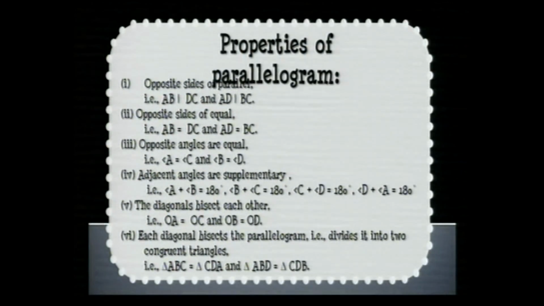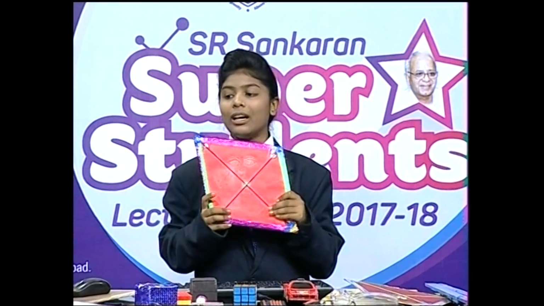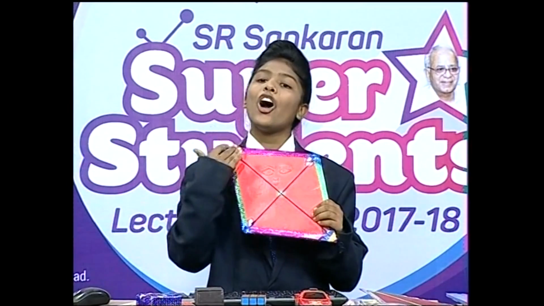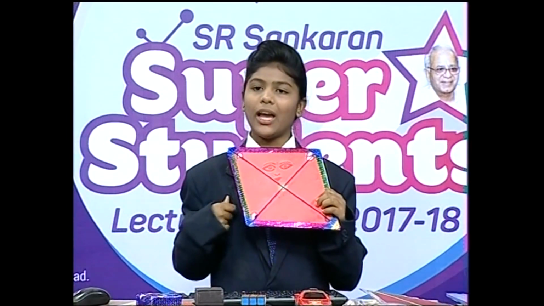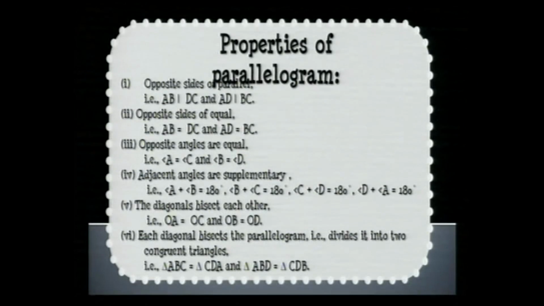Again, properties of a parallelogram. The first property of a parallelogram is opposite sides are parallel. And the second property of a parallelogram is opposite sides are equal. So, these two opposite sides are equal to each other. And the third property of a parallelogram is opposite angles are equal. Angle A equal to angle C, angle B equal to angle D.